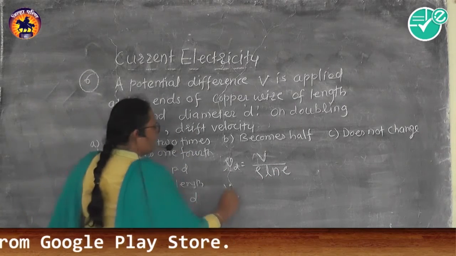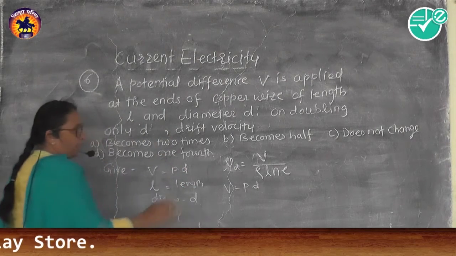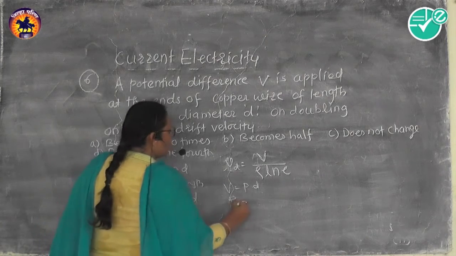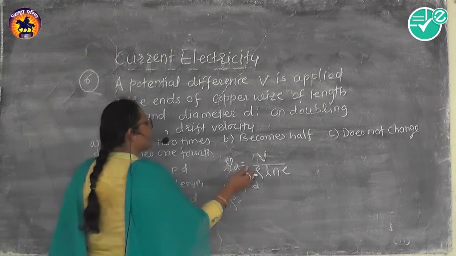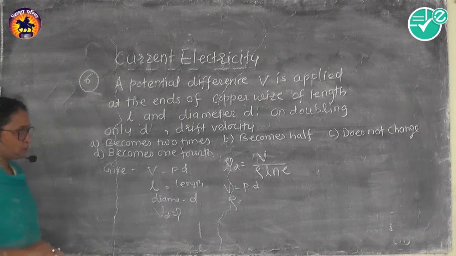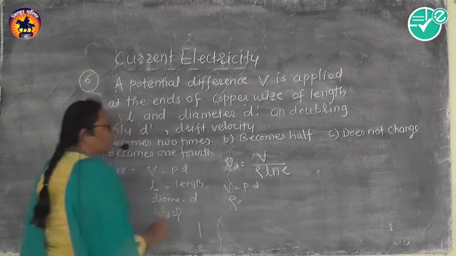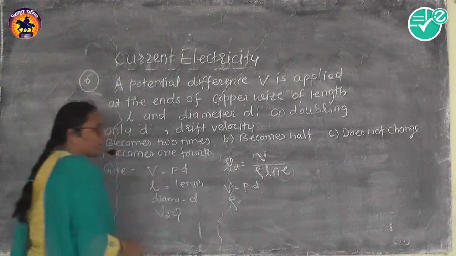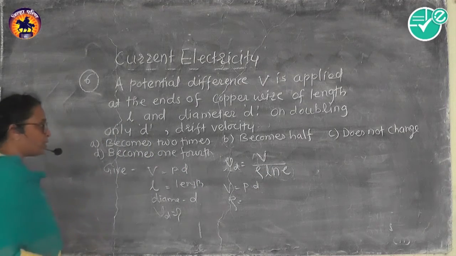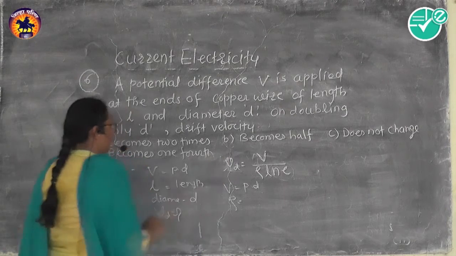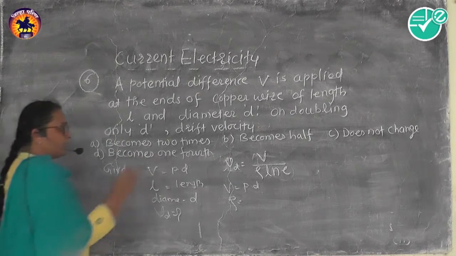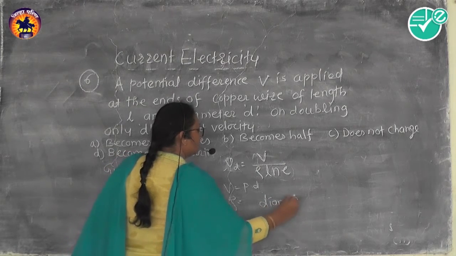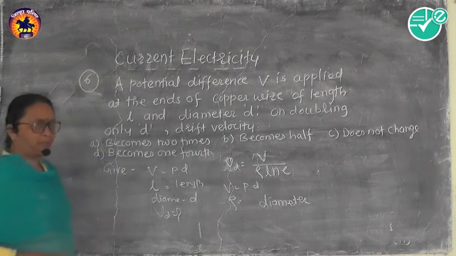From this equation, V is the potential difference. If there is a change in potential difference, drift speed gets changed. Rho is the specific resistance. If the specific resistance changes, then drift speed also gets changed. If there is a change in length, then also there is a change in drift speed. If the number of charge carriers changes, meaning their density changes, then also there is an effect on drift speed. But in this formula, there is no presence of diameter.